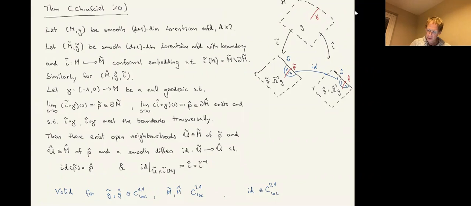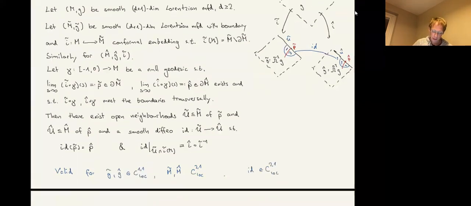One thing in this theorem I want to elaborate on next is the importance of needing what I call an anchoring curve, this null geodesic gamma, which has a limit point in both extensions. So let me tell you why this is necessary.